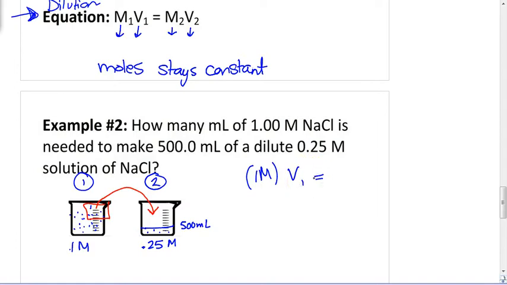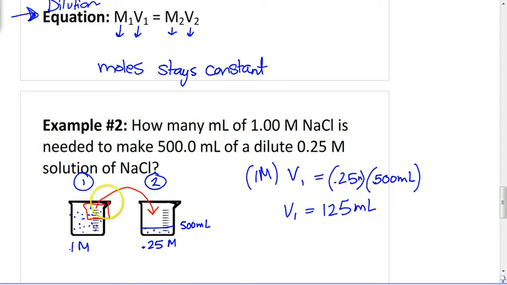We know that the molarity we want at the end is 0.25 molar, and the volume we want is 500 milliliters. Now you can keep this in milliliters or you can convert it to liters, either way. I'm just going to keep it in milliliters for now. So you'll do 0.25 times 500 and then divide it by 1. So when you solve for V, you get 125 milliliters. And what that tells you is that this amount here that we circled in red that you're going to take out is 125 milliliters of your concentrated 1 molar NaCl.